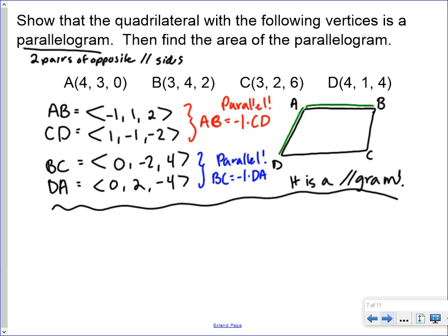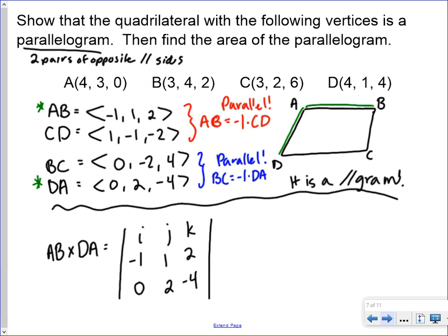We're going to use AB and DA. We already have the vectors, so we just need to put them into the cross product. Let's see, I'm going to do AB's cross product with DA. And I set up my 3x3 determinant. IJK in the top row, AB in the second row, and DA in the third row. It would not matter if you chose a different pair of adjacent sides. Maybe you chose AB and BC, or you chose BC and CD. We're all going to come up with the same area as long as we choose adjacent sides.